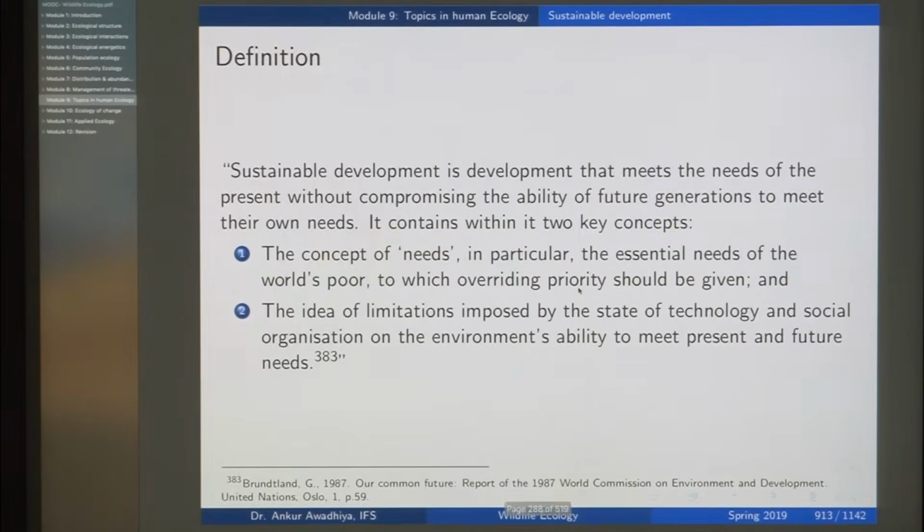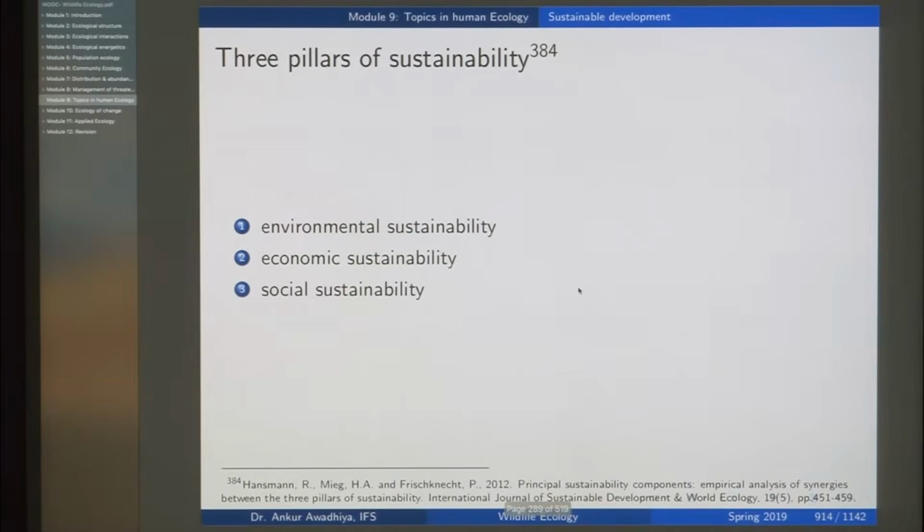Next we looked at sustainable development. So this is the definition. Sustainable development is the development that meets the needs of the present without compromising the ability of future generations to meet their own needs. So here we have two concepts. One is the concept of needs as against wants. The needs of everybody have to be met, especially those of the world's poor, who have to be given an overriding priority. And the second is the idea of limitations, because we do not have an infinite amount of resources. So limitations are imposed by the state of technology and social organization on the environment's ability to meet the present and the future needs.